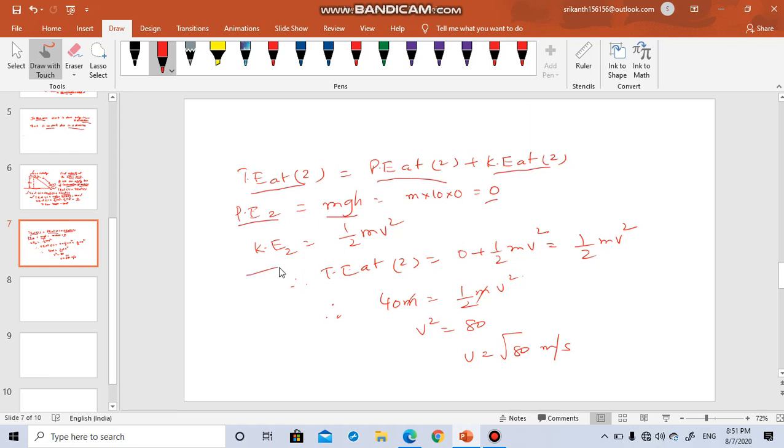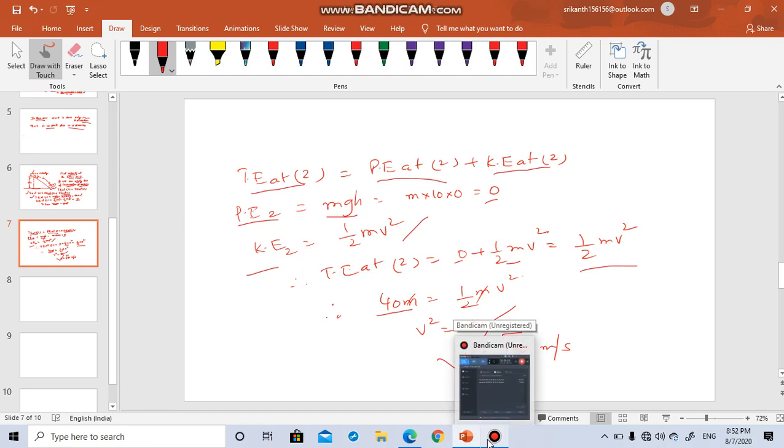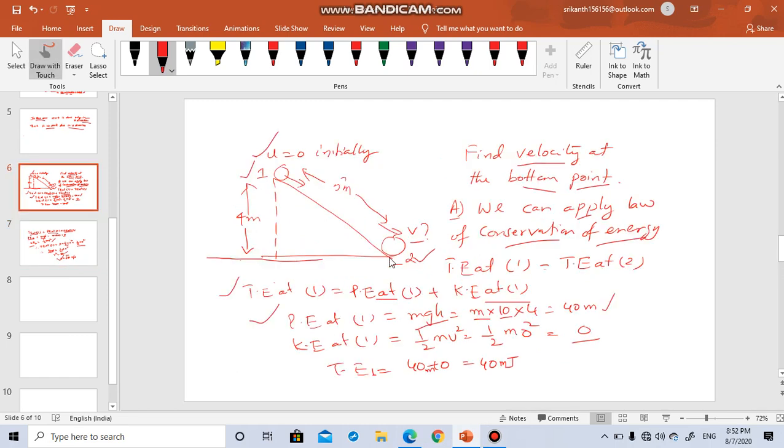We have to find KE2 now. It is half mv square. What is the unknown here? V. So what is the total energy at 2? Potential energy plus kinetic energy. Potential energy is 0 and kinetic energy is half mv square, so the total energy at 2 is half mv square. And the total energy at 1 is 40 m. You can equate these two. m cancels, you get v square is equal to 80, or v is equal to root over 80. So using the law of conservation of energy, we have solved for the velocity at the bottom point.